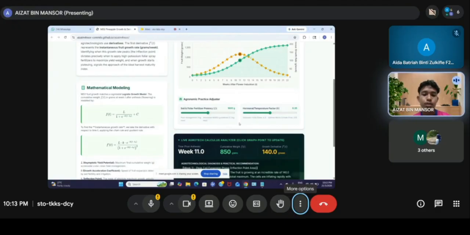Overall, this project shows how calculus, especially the derivative, can be applied in real Malaysian bioscience and agrotechnology situations. It helps farmers and students understand crop growth scientifically and supports better agricultural decision making.